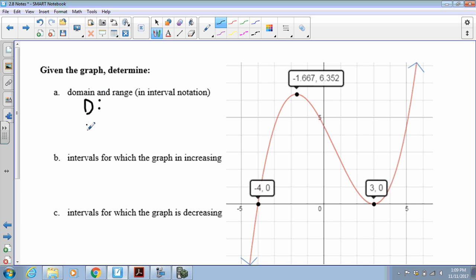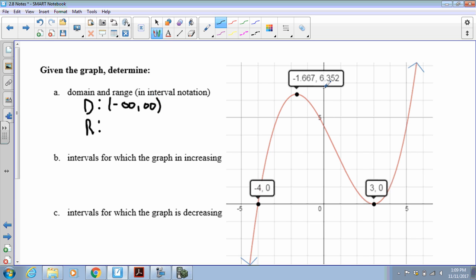Now remember, domain is our x values, range is our y. Now we look at our x values, remember that's the horizontal line. If you look, we can see that this graph is hitting all of the x values, all of the negatives and all of the positives. Now because we're writing our domain and range in interval notation, this would mean that we go from negative infinity to positive infinity.